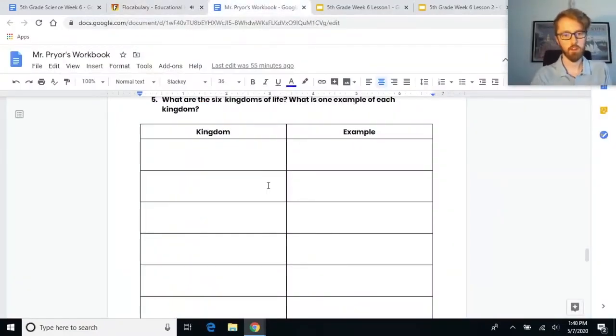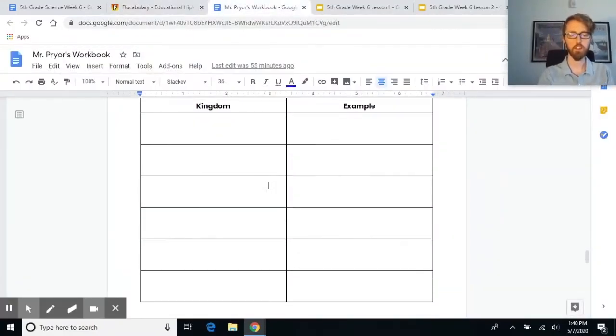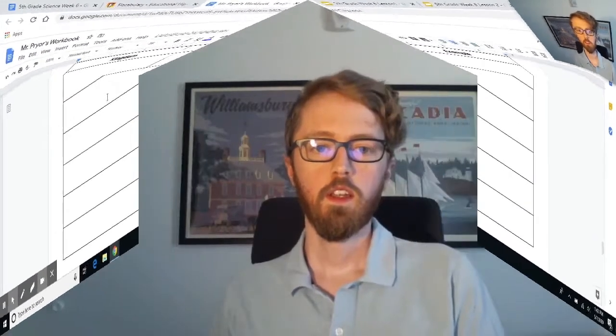So we can record the 6 kingdoms here, an example of each. So we have archaea, bacteria, protists, fungi, plants, and animals.